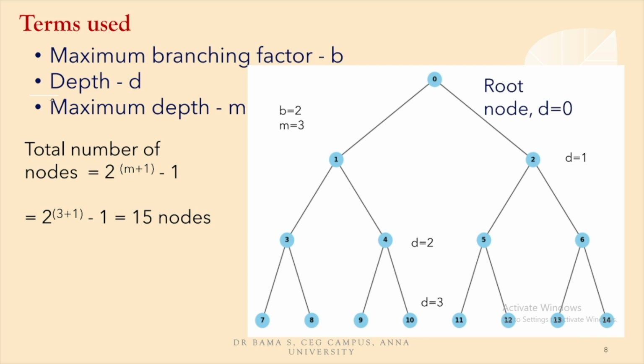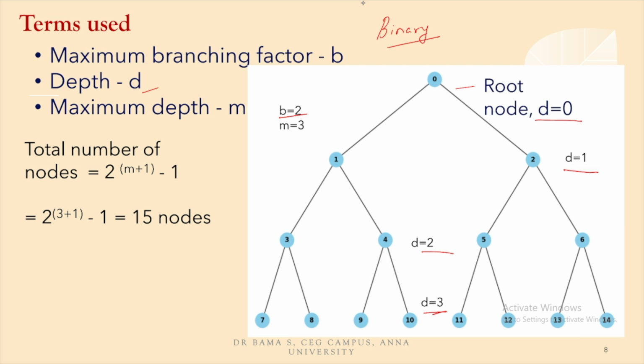Now, assume this tree is a binary tree. The branching factor B is 2, and the depth D is at various levels. Usually at the root node the depth is 0, at the next level the depth is 1, at the next level D is 2, which is marked here, and at the lowest level D is 3. So, this tree has a depth of 3, or the maximum depth m is 3, that is 3 levels.